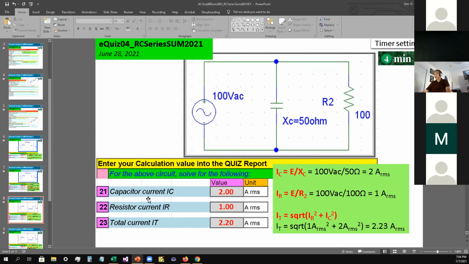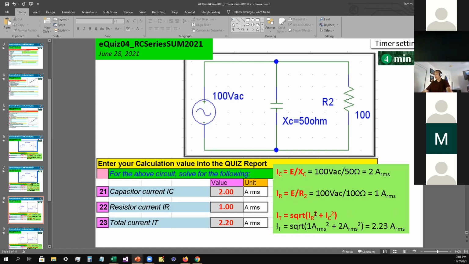Okay, so 21, capacitor current. The capacitor's current is going to be IC equals E divided by XC. E is 100 VAC divided by XC, which is 50 ohms. So 100 divided by 50 is 2 amps RMS. The next one, IR, or the resistor current, equals E divided by R2. Same thing: 100 VAC divided by 100 ohms gives you 1 amp RMS.